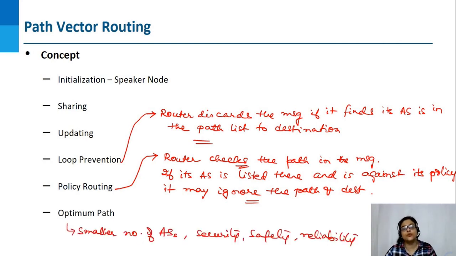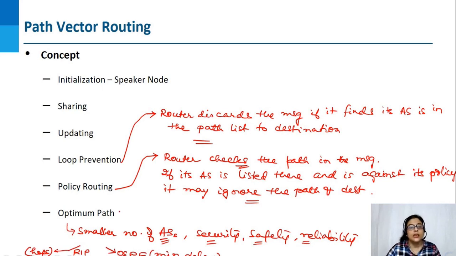Optimum path is based on the smaller number of ASes, that is, autonomous systems, and it should also take care of the security features, the safety features, and the reliability features. In distance vector routing, for the Routing Information Protocol, we have seen that it depends on the number of hops, and in OSPF, which is based on link state routing, it depends on the minimum delay. So a metric here is not defined, but rather it defines the number of autonomous systems that must be covered in the routing table.